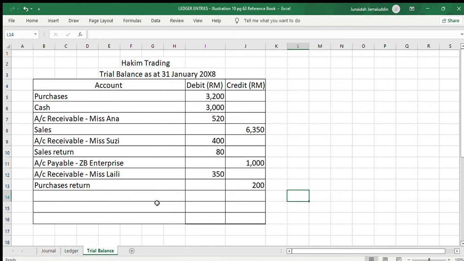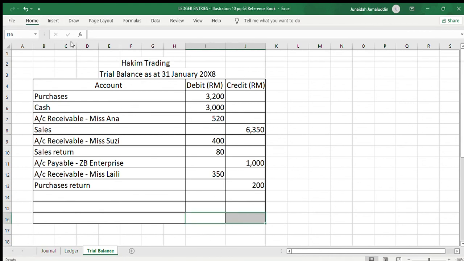Okay. Now, let's total up the debit column and the credit column. Alright. So, kita total up dulu kolom di sebelah debit. Okay. So, dekat sini madam dah buat dia punya garisan kat sini. So, dia tak nampak sangat. So, madam boldkan supaya nampak jelas sikit. Kita boldkan supaya dia nampak clear.